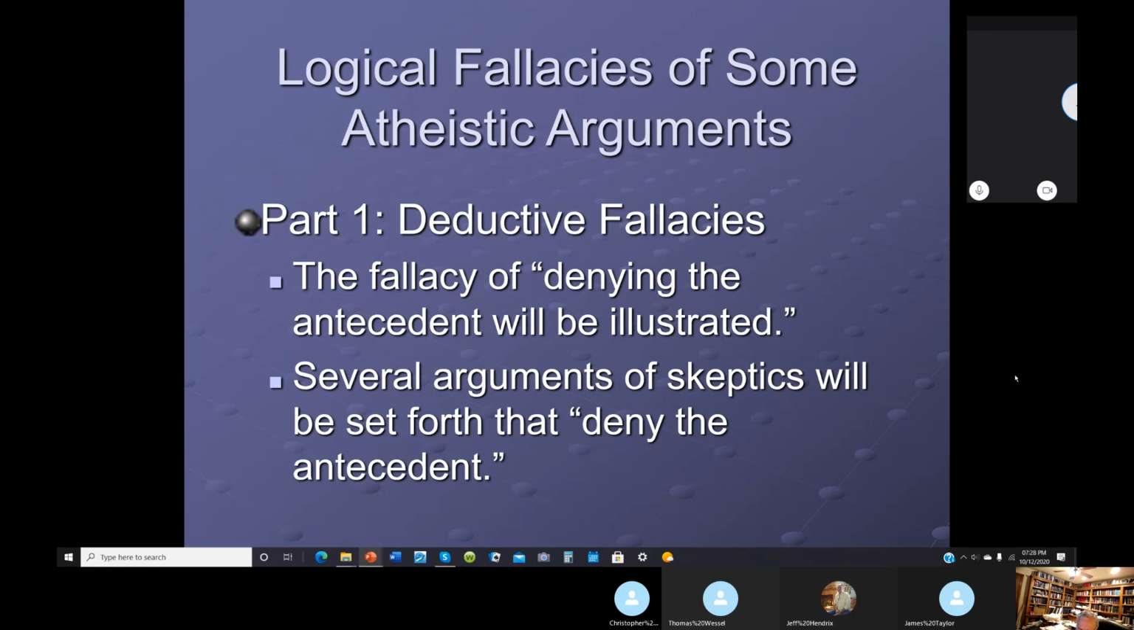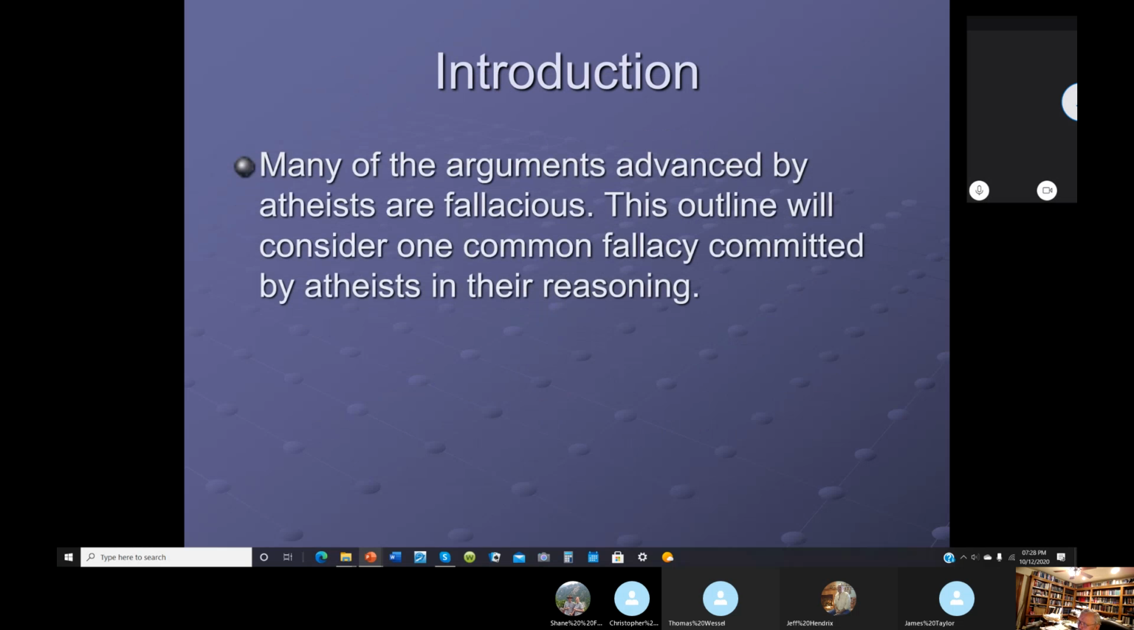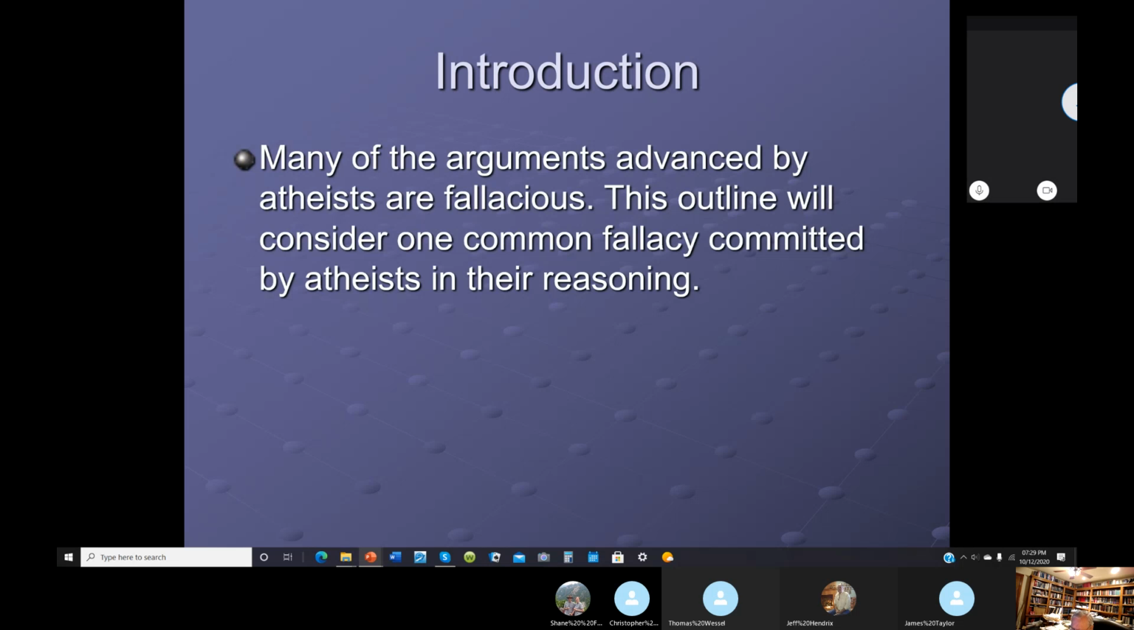Skeptics, and I include atheists and agnostics, I think there's some people that claim to believe in God that are skeptical about the Bible. They claim to believe in God, but they think the Bible has errors in it, which is ludicrous to me. If the Bible has errors in it, then you can't believe the Bible. And of course, I don't believe it has any errors. Several arguments of skeptics will be set forth that deny the antecedent. They commit this logical fallacy. In fact, over the years, I've classified the arguments made by atheists, and I'm satisfied that every single one of them has a fallacy in it, logical fallacy. And I think if you start looking at them very carefully and look at logic, you'll find that atheism is irrational. So is agnosticism. They're irrational.